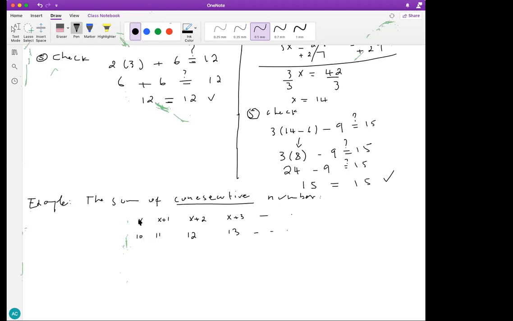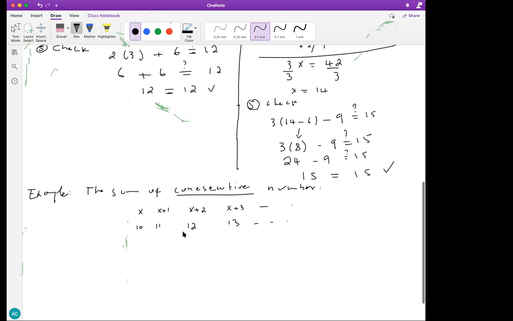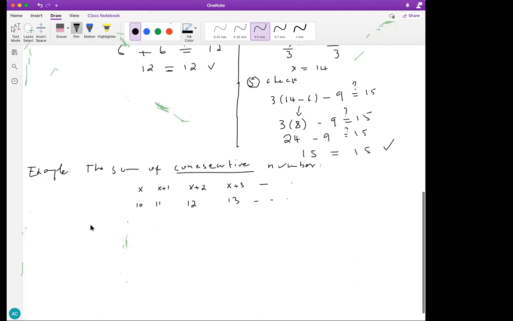Like x, if we don't know the first number. So whatever that number is, add 1 to it, then add 2, add 3. That's what we mean by consecutive numbers. So let's see how to solve a problem involving that. The sum of two consecutive numbers, let's say, is, I don't know, 7.